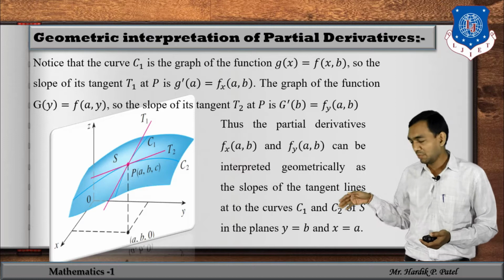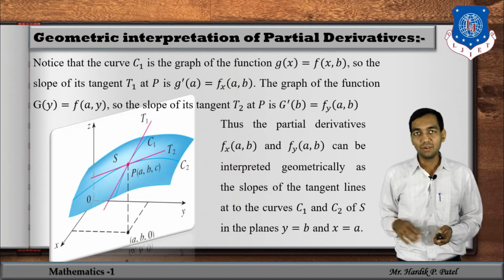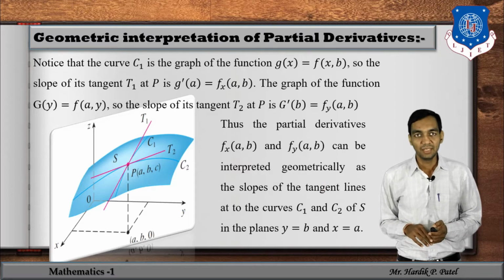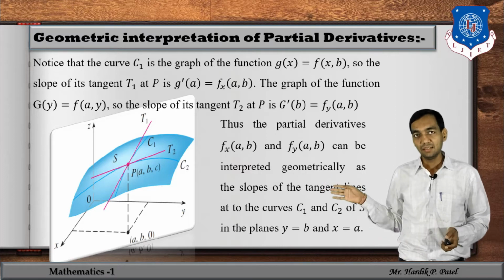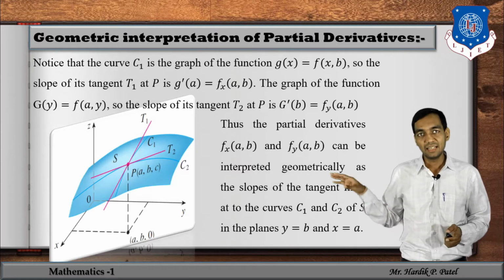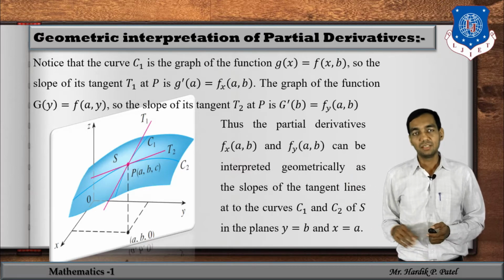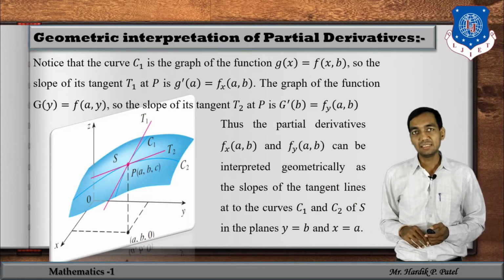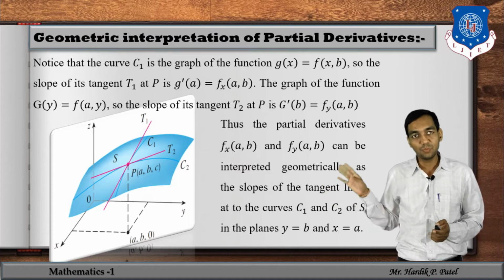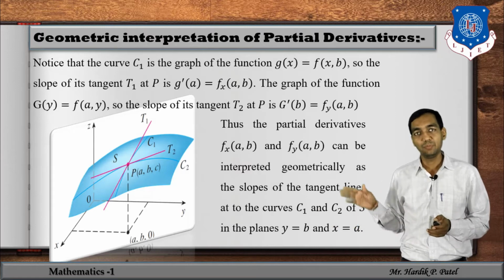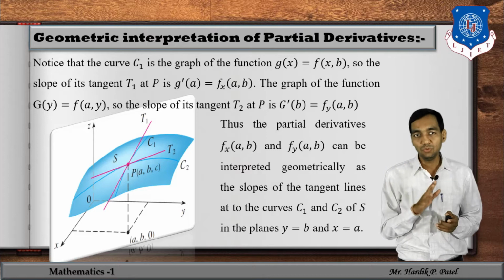In the same manner, for C2, you have a function capital G of y is equal to f of a comma y, and you are finding the tangent at the point capital P. Then that tangent T2 at the point P is nothing but the partial derivative of the function at the point P with respect to y.